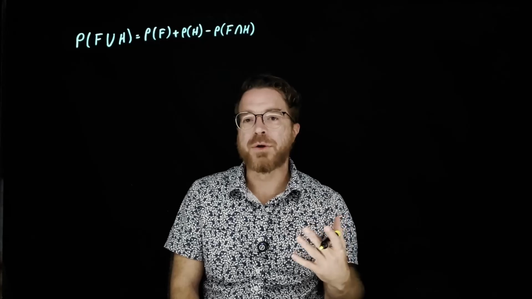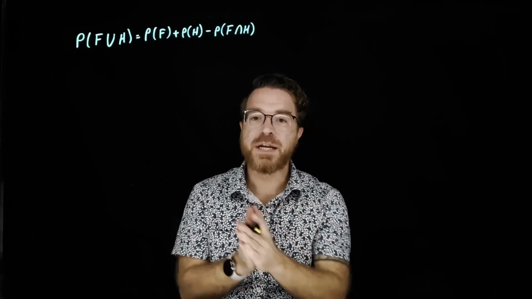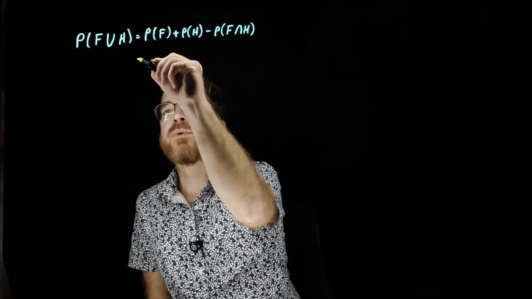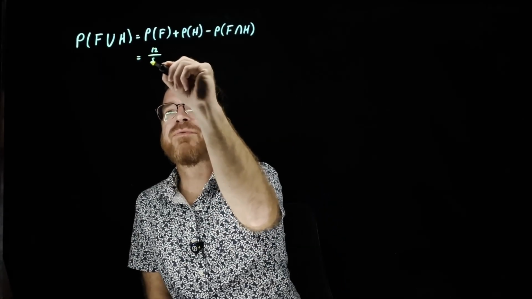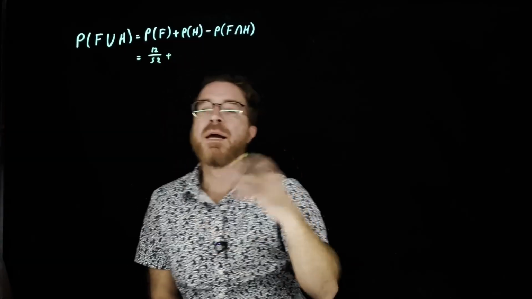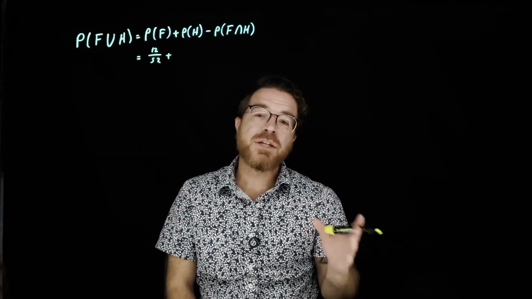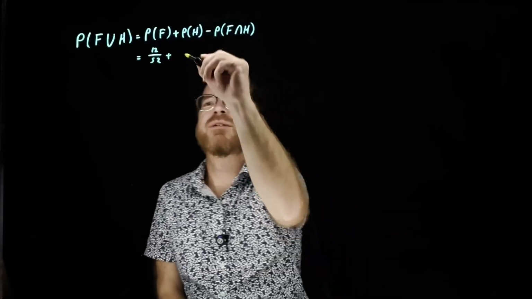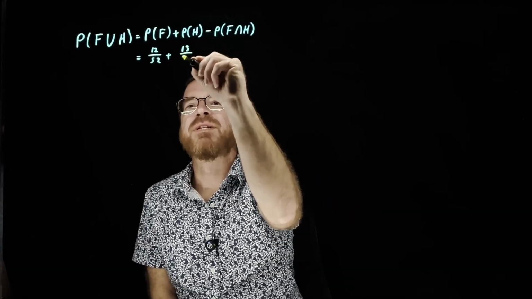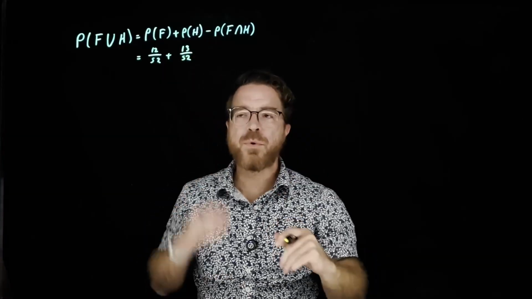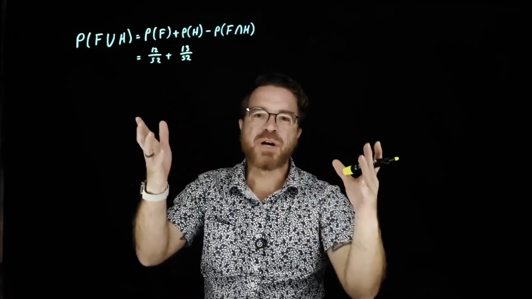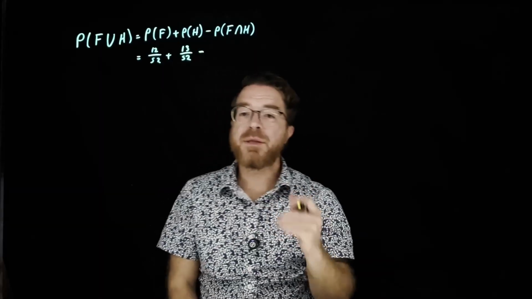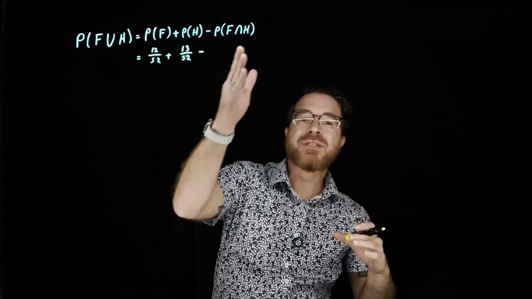So first things first, what is our probability of finding a face card? How many face cards are there? Well, the face cards are the Jack, Queen, and King. So there are 3 of them per suit, and there are 4 suits, giving us a total of 12 out of 52. Plus, now the number of hearts. There are 13 hearts in a deck of cards, which is a quarter of the deck, right? There are 4 suits, so it is 13 out of 52. You could write this as 1/4, but it's easier to do the addition and subtraction if they all have the same base. Now what we need to do is subtract the probability of the face cards that are also hearts.